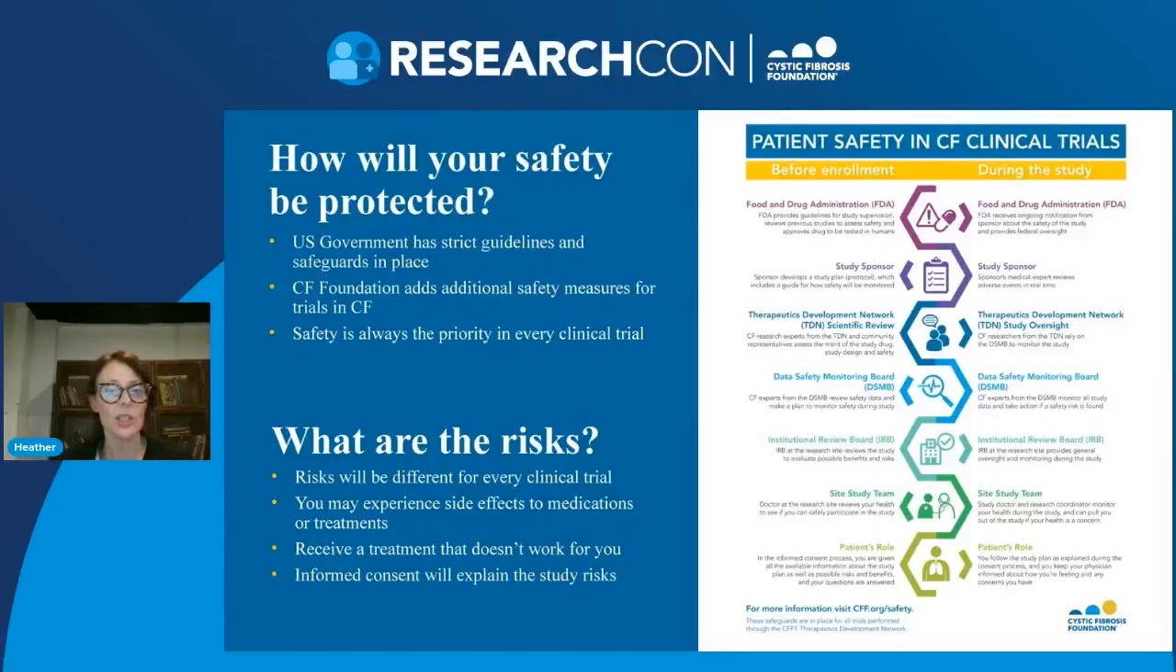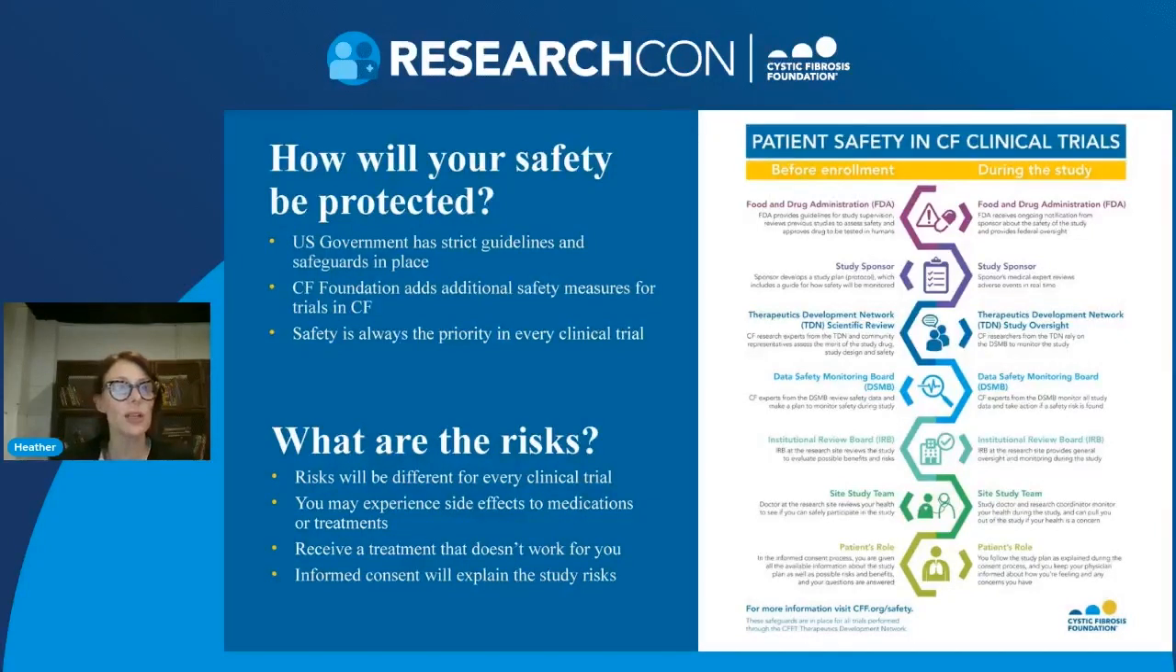The CF Foundation adds additional safety measures for trials in CF, and this includes the Therapeutic Development Network. We have a TDN Scientific Review Committee that includes CF experts in the field who look at the scientific merit of the study and the safety plan. We also have a data safety review board that is part of the TDN, which again includes CF experts in the field that come together and monitor side effects in real time so that we can identify a risk should it pop up and act quickly.